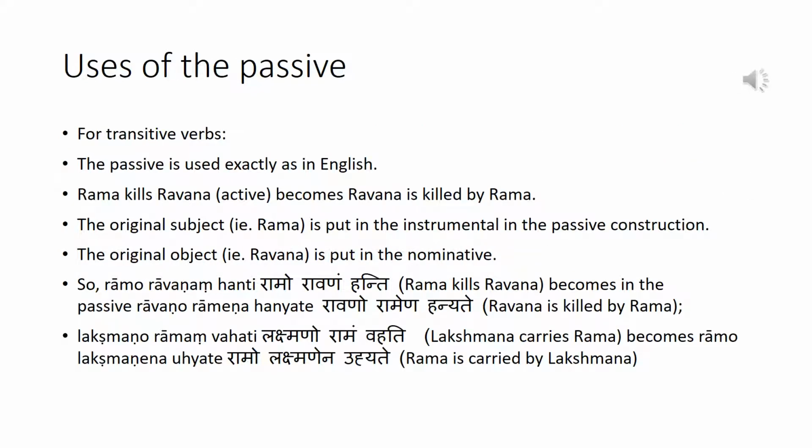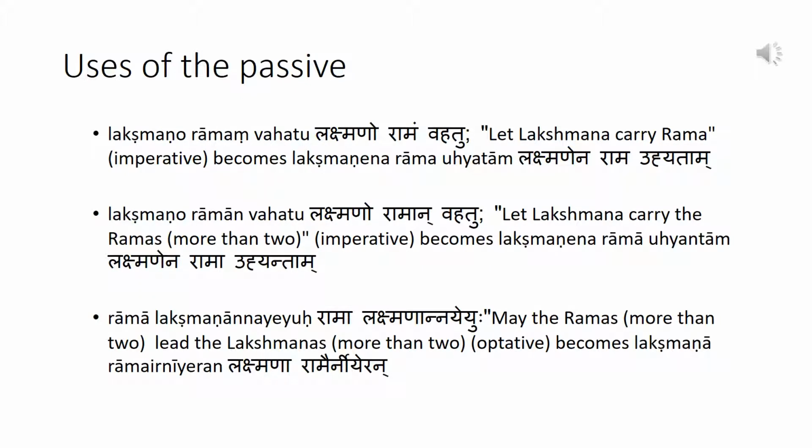For transitive verbs, the passive is used exactly as in English. Rama kills Ravana, active, becomes Ravana is killed by Rama. The original subject, that is Rama, is put in the instrumental in the passive construction. The original object, that is Ravana, is put in the nominative. Some other usages of the passive are given here.